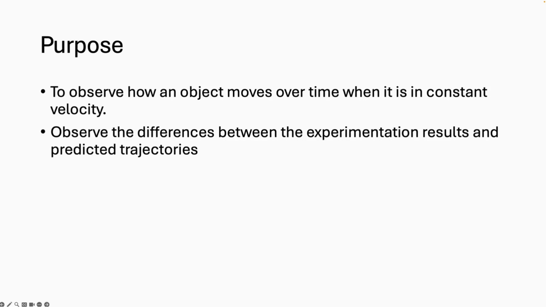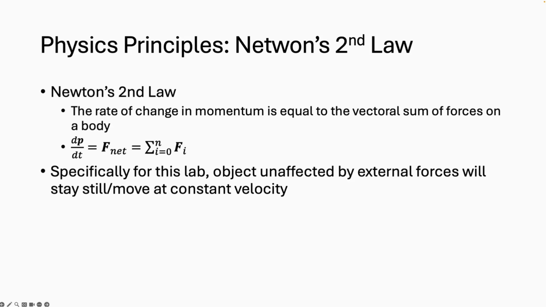So, what is the purpose of the lab? The purpose of the lab is to observe how an object moves over time when it is ideally in constant velocity. Additionally, we will observe the differences between experimentation results and the computational model's predicted trajectories. But first, let's talk about some physics principles.